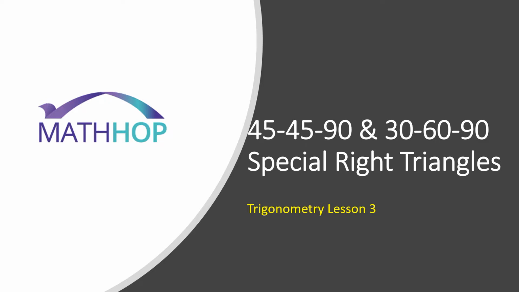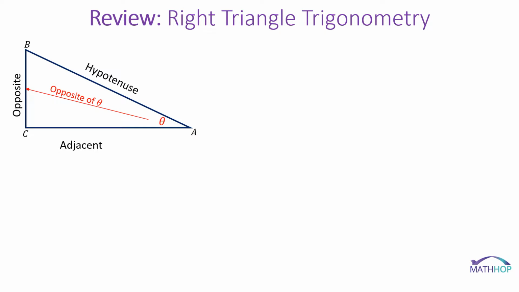In this video lesson, we will tackle the 45, 45, 90 and 30, 60, 90 special right triangles and figure out how to calculate the exact values for the trig functions of 30, 60, and 45 degrees. So let's just review. Right triangle trigonometry comes down to right triangles and 6 ratios.